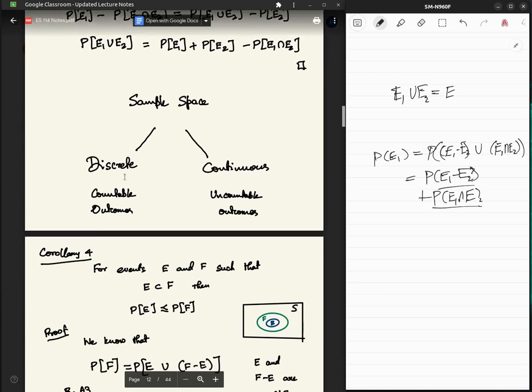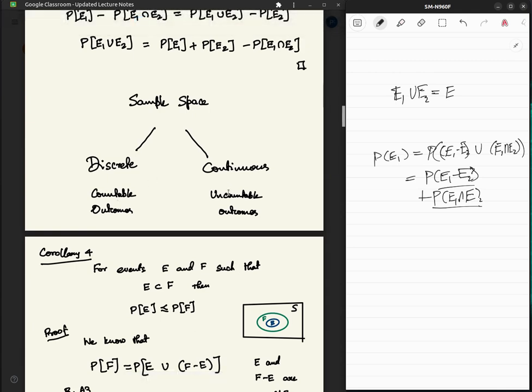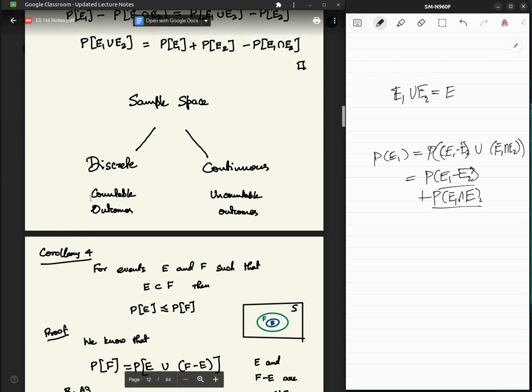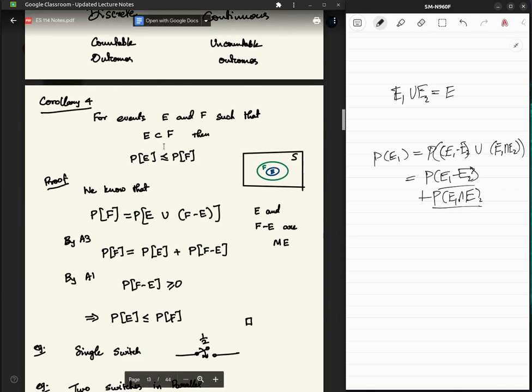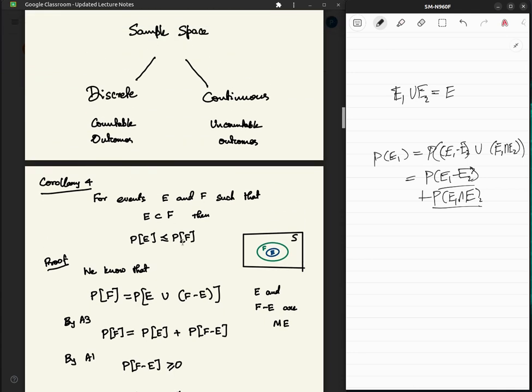Next, they're going to sample space, which is discrete or continuous. So if discrete, there are countable outcomes, continuous, uncountable outcomes. For events E and F such that E is just a corollary. So if E is a proper subset of F, then probability of E is less than or equal to probability of F. Sure, makes sense. Because F will be written as E union F minus E.